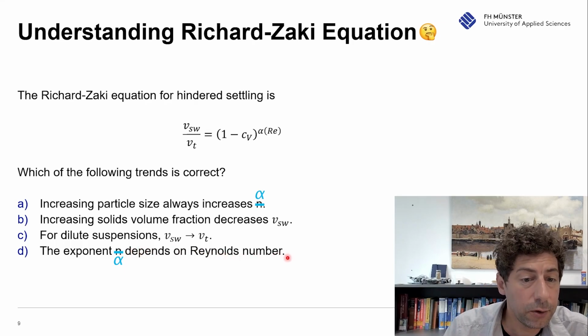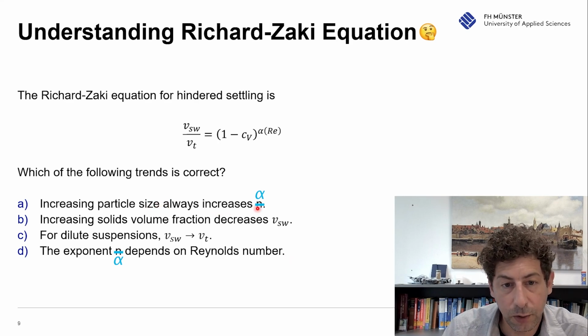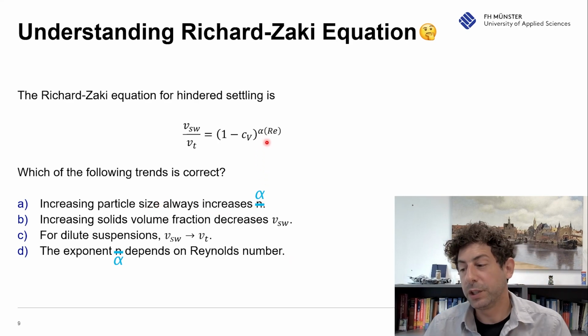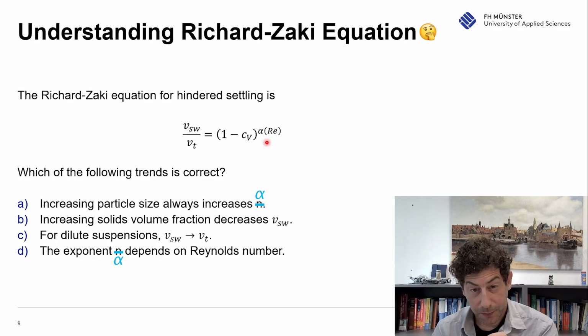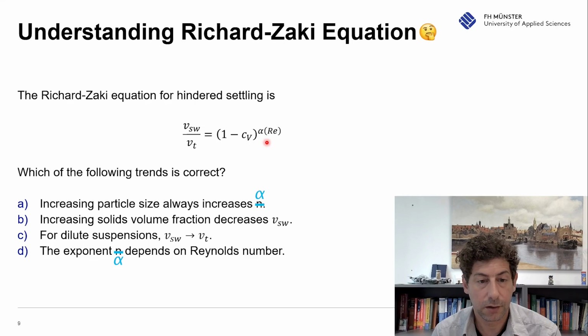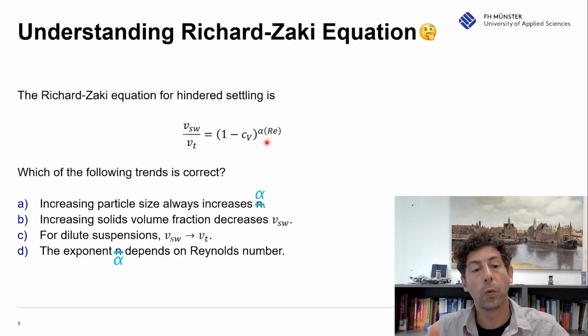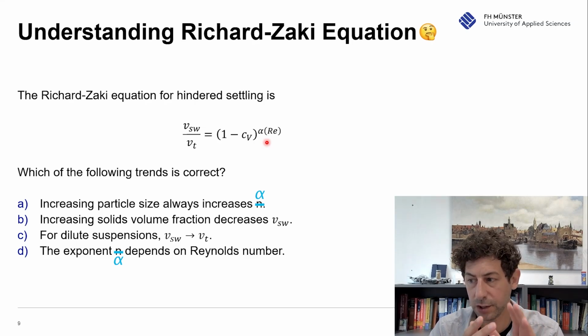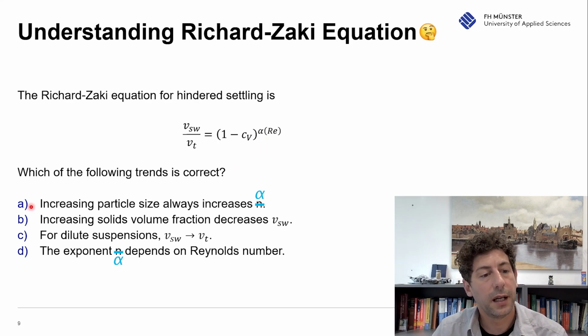Okay, let's take a look. A: Increasing particle size will always increase the exponent. We saw that increasing particle size will increase the Reynolds number. And with increasing Reynolds number, the exponent decreases, not increases. So A is not correct. And it's also not always the case, because we have regions in the diagram where the Reynolds number increases, but the exponent does not change. So there are areas where it decreases with increasing Reynolds number, so with increasing particle size, and there are regions where nothing changes. So this is not correct.